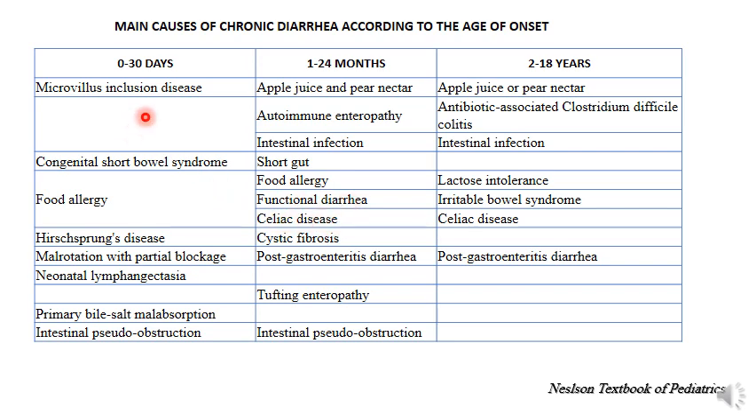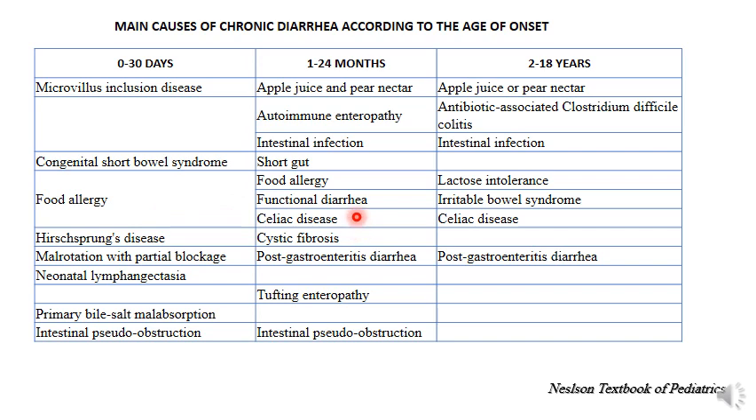In case of a neonate, you should think of microvillus inclusion disease, congenital short bowel syndrome, and food allergy to milk, as well as you may check for Hirschsprung disease with malrotation. So you may do ultrasound examination to exclude these abnormalities. And here you may do a test for stool eosinophils and other substances. You may check or change formula. You may see improvement of the problem.